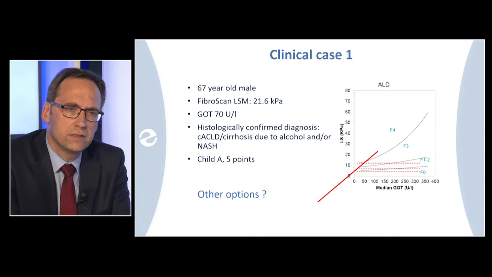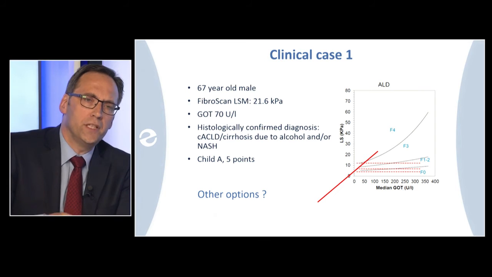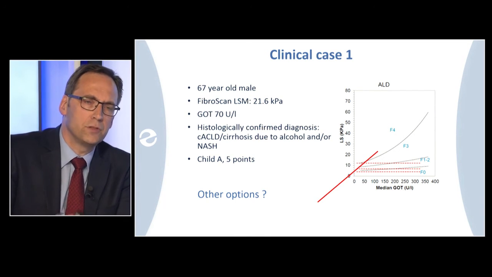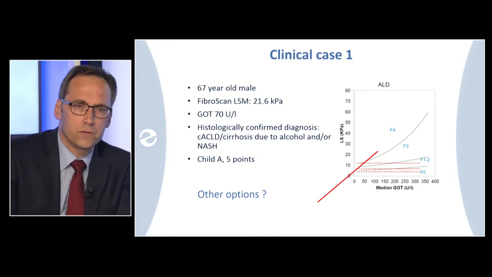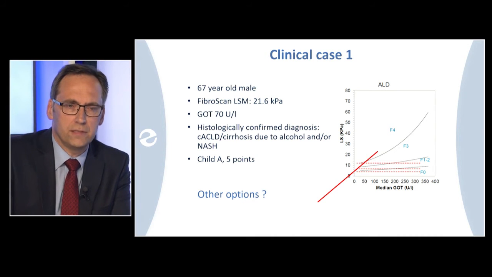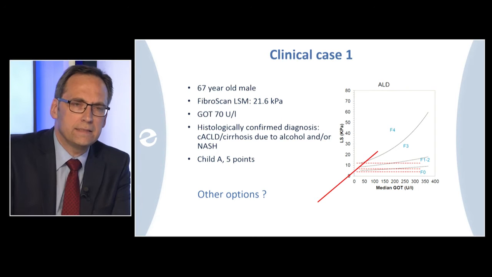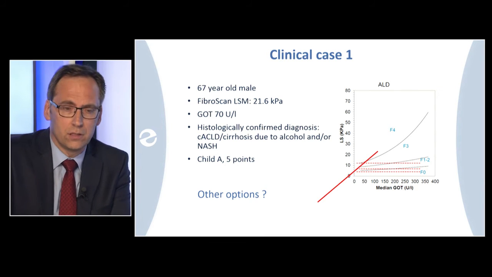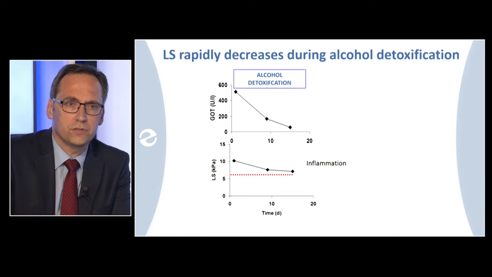What you see here is this working diagram from this multicenter trial of last year. Maybe it's hard to see, but the red line points to the value of liver stiffness from this patient. And you see, even with the 770 GOT, it is still for sure in the cirrhotic range. So this patient has for sure liver cirrhosis.